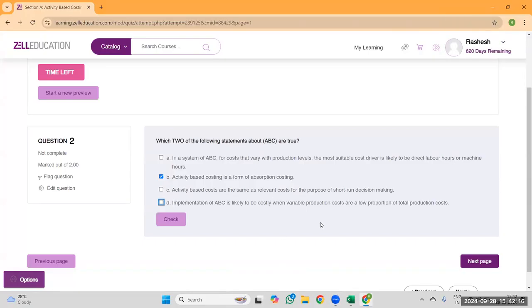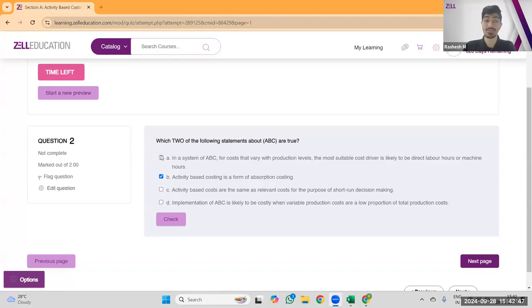I think it will be cost effective, guys, because more fixed costs for you to deal with is where ABC is valuable, correct? If there were simply all variable costs, then we don't even need to implement ABC. So it will in fact be cost effective if the variable costs are low, not costly.